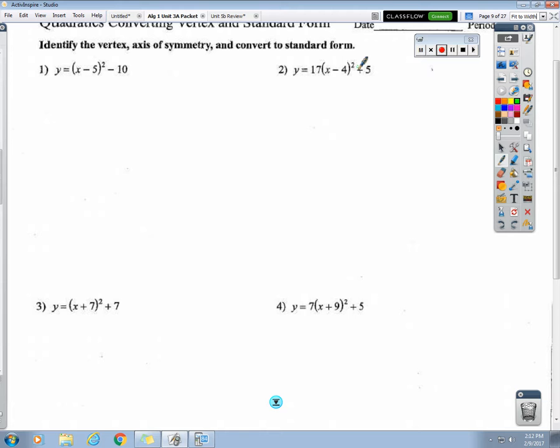Then below the equation, it will say vertex, and it will give you a little place to write your vertex. It will say opens, and then it will say up or down, and you will circle which one. And then it'll say vertical shrink or vertical stretch, and you will circle whichever one is correct.